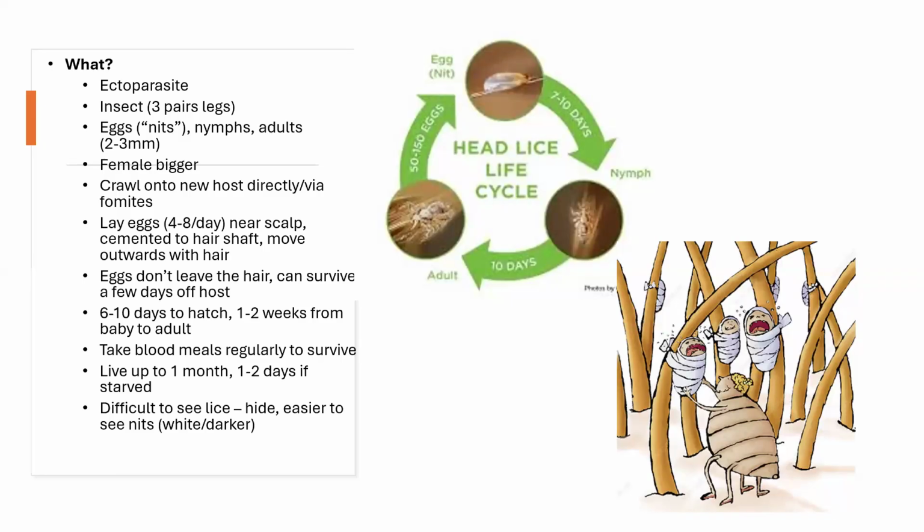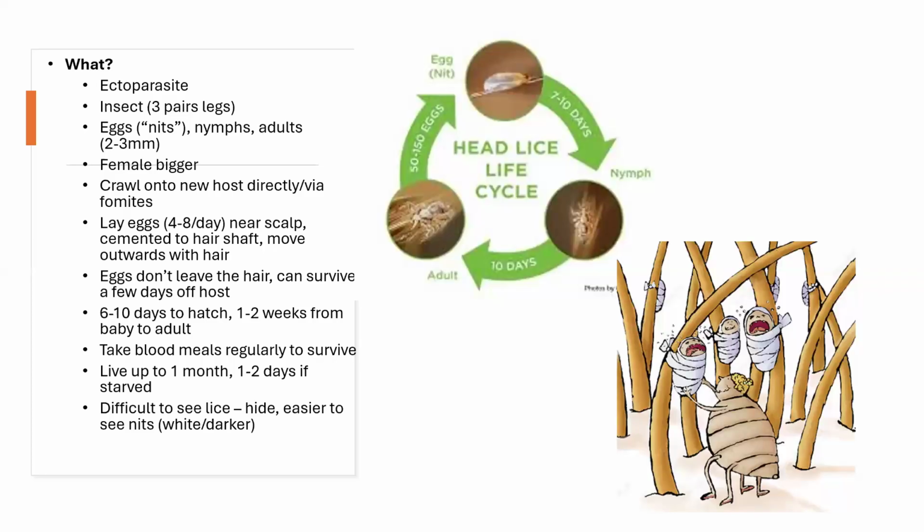They basically crawl onto a new host directly. They have to be in close contact, and sometimes it can be via the fomites I mentioned already. The females, once they're adults, lay 4 to 8 eggs per day, so in their lifespan they can lay over 150 eggs. They usually lay these eggs a few millimeters from the scalp, cemented to the hair shaft, and then the eggs move slowly outwards with the hair growth. So if they stick around for a month, you can see these nits or empty eggs further from the scalp. They like to lay their eggs near the nape of the neck and behind the ears, in that area of hair.